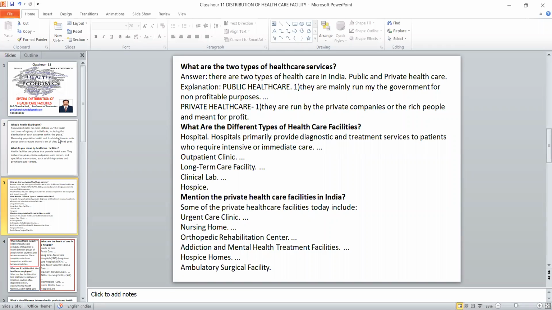Then another possible Section A question: what are the two types of healthcare services? Last time they have asked this. There are two types of healthcare centers in India. One is the public healthcare center, another is private healthcare. Public healthcare means they are run by the government, for a non-profit purpose. On the contrary, private means they are run by private people or companies and offered only to those who can afford it.